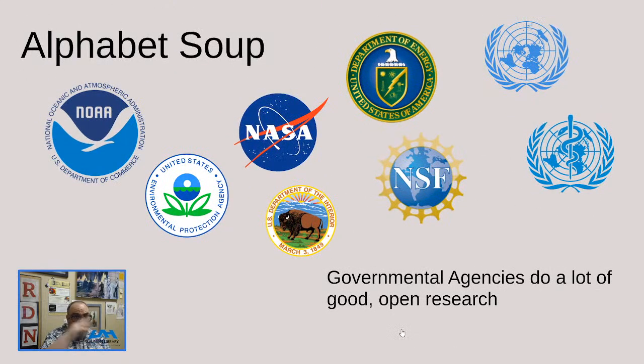And the primary source for open source that I'm going to start with is alphabet soup: multiple government agencies. You have NOAA, EPA, NASA, the Department of Energy, the Department of Interior, the National Science Foundation, and agencies like the UN, the United Nations, and the WHO, the World Health Organization. There are several major organizations.